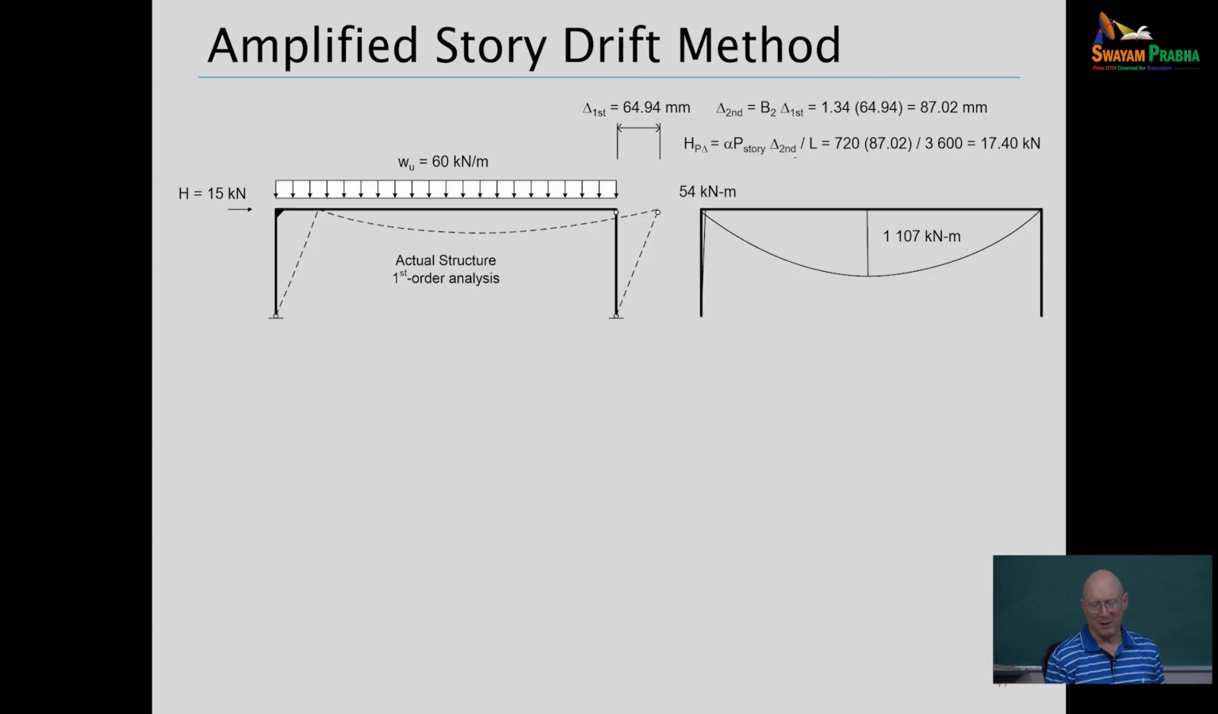Okay, we've already done that. That was 1.34. And so that means my actual second order drift is 1.34 times 64.94. It's actually drifting 87.02 because of the P large delta effects on the structure.